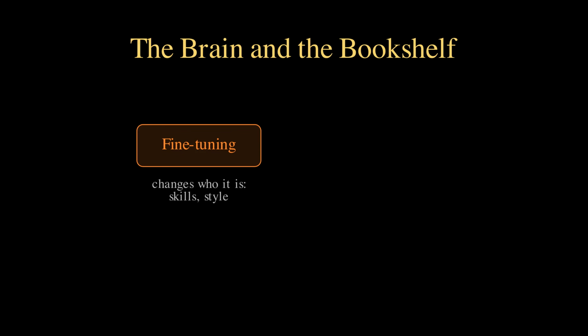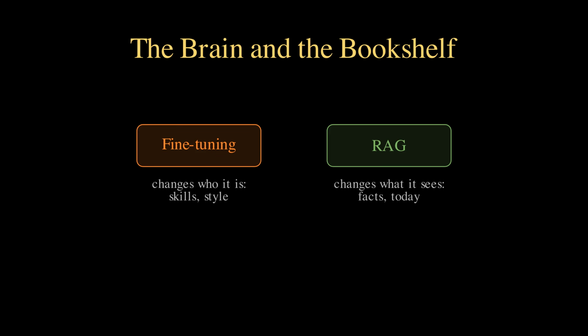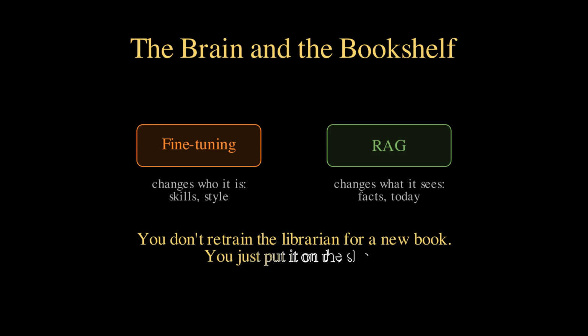And here's the distinction everyone misses. Fine-tuning changes who the model is, its skills, its style, its instincts. Retrieval changes what the model can see right now, its facts, today's data. You don't retrain a librarian every time a new book arrives. You just put it on the shelf. So a lot of what feels like a smarter model is really just a better library behind it. And that's it for retrieval-augmented generation.